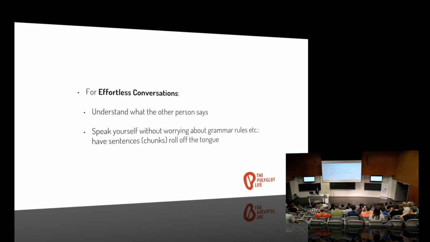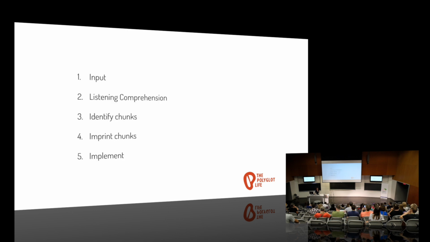Again, for effortless conversations, first of all, you need to understand what your conversation partner says, of course. And then you also need to be able to speak yourself, express yourself freely without having to think about grammar rules all the time, so you can really focus on the message. Have sentences or chunks roll off the tongue. And in this method, in this strategy, there are 5 steps. First of all, getting a lot of input. Second, practicing listening comprehension. Third step, identifying and noticing the chunks.